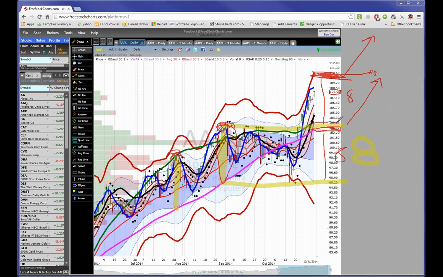And I would say the stop down here at 103, underneath the dragon at the edge of the river. Depending on where you got in on this thing, if you got in the lower half, well, it depends on what size position. I think on a tactical trade, I'd be right here about 106. Let me clean this up a little bit.